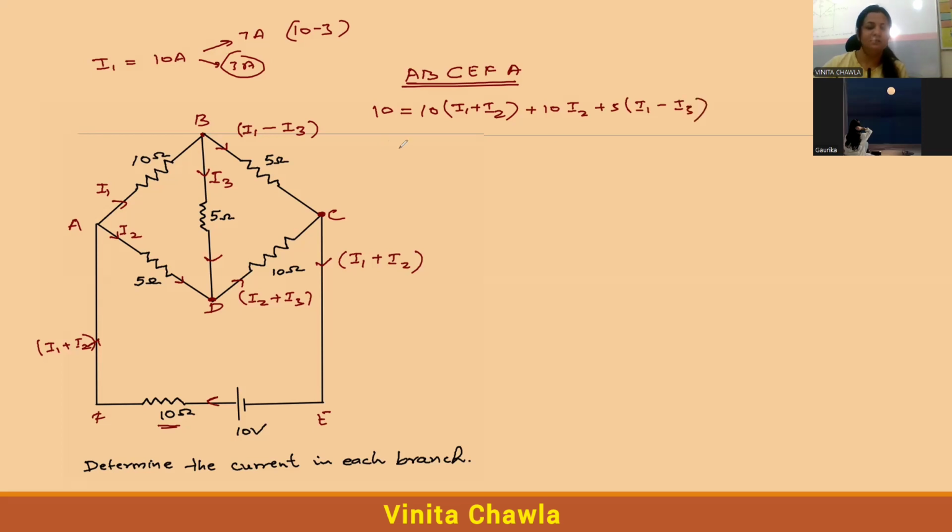So on solving this, we get the equation as 2 is equal to 5I1 plus 2I2 minus I3. Mark this equation as 1. This is your equation 1. Now consider another loop A, B, D, A. You can see it is a closed loop. We have no battery source, no source of EMF here. So we'll write 0.